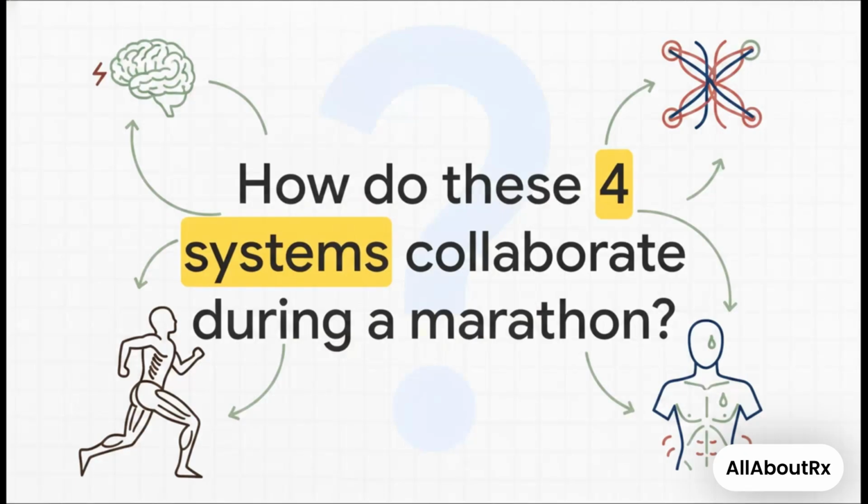So we've broken down these 4 tissue categories individually, but here's the thing. In a living, breathing patient, they never work in isolation. I want to leave you with a question to chew on. How do these 4 EMCN systems collaborate during a complex action, like running a marathon? Just think about the nervous system firing signals, muscles generating the force, connective tissue holding your joints together, and your epithelium sweating to dump that body heat.